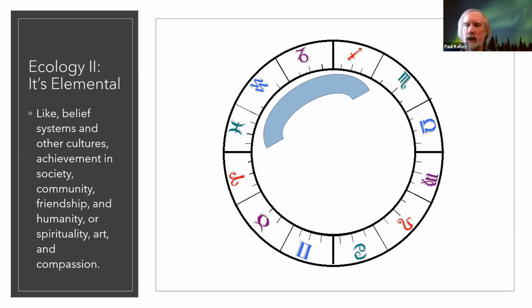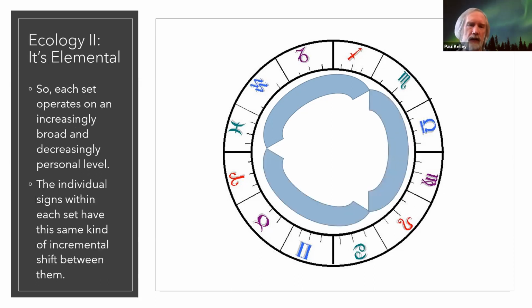These are the least personal signs. And again, that's not a value judgment. It's simply stating a fact that these have the broadest level, the least personal level of concerns of focus. So each set operates on an increasingly broad and decreasingly personal level.